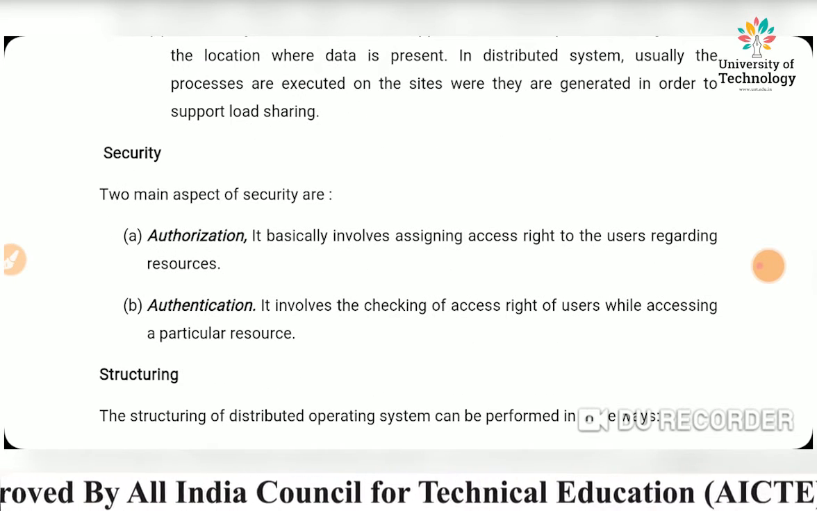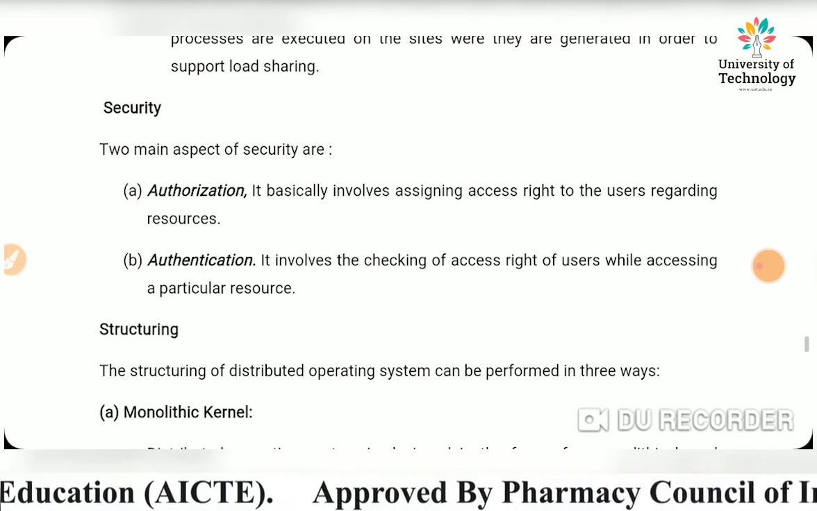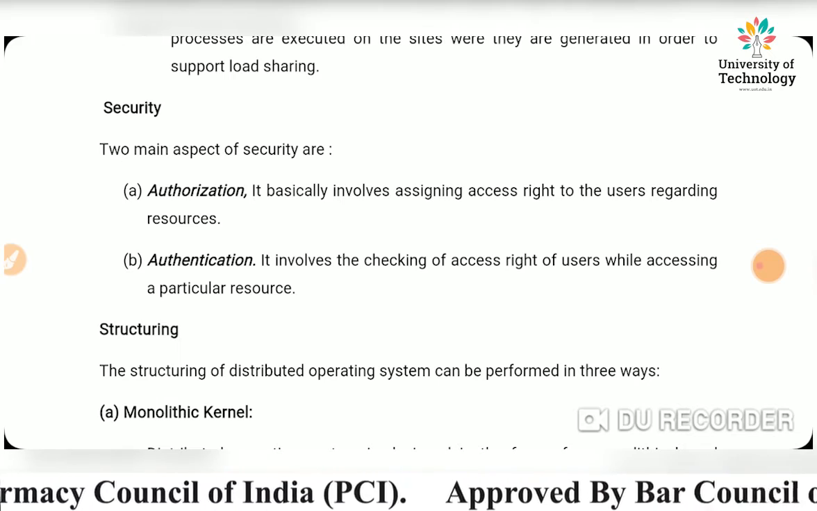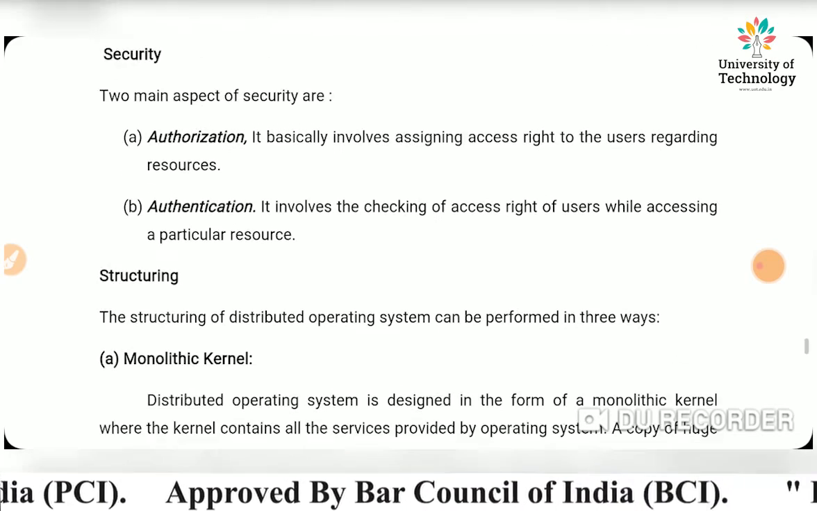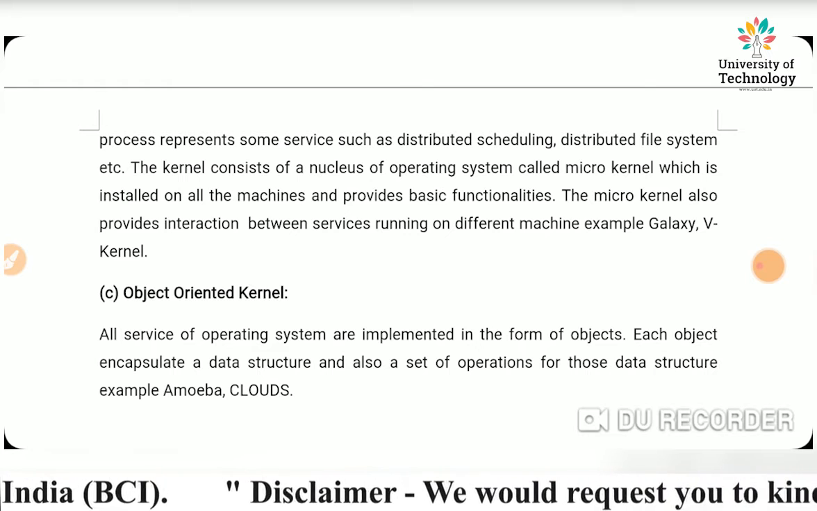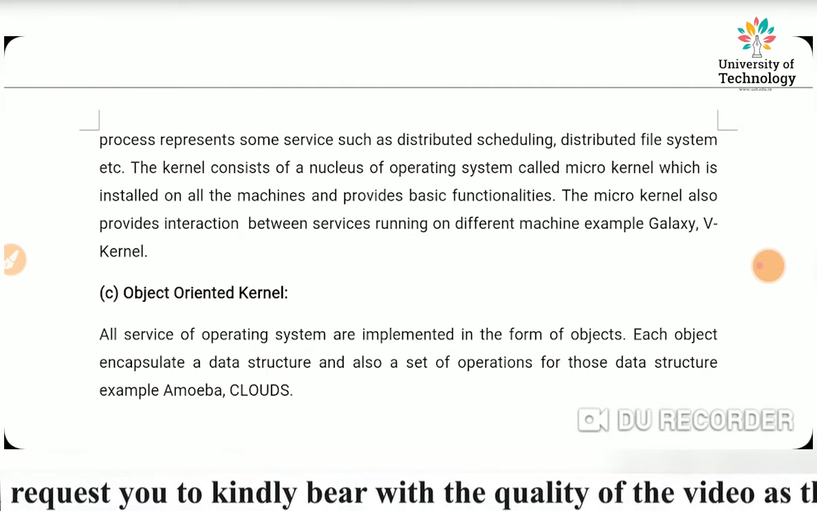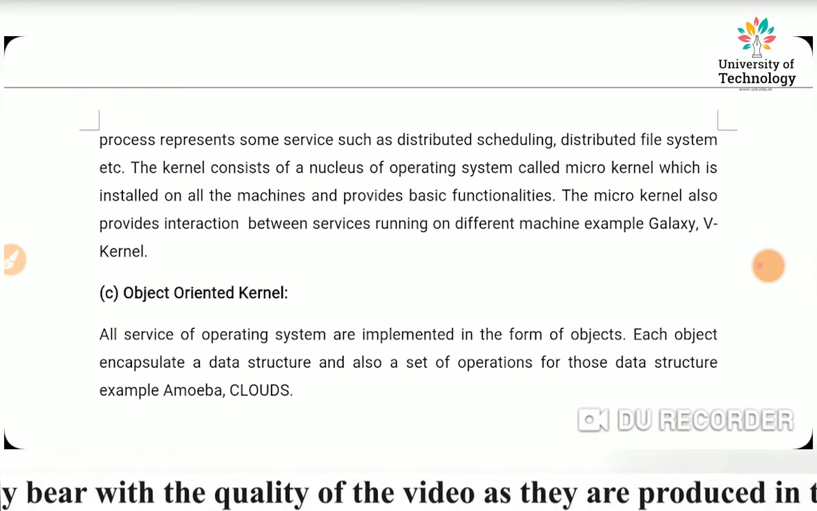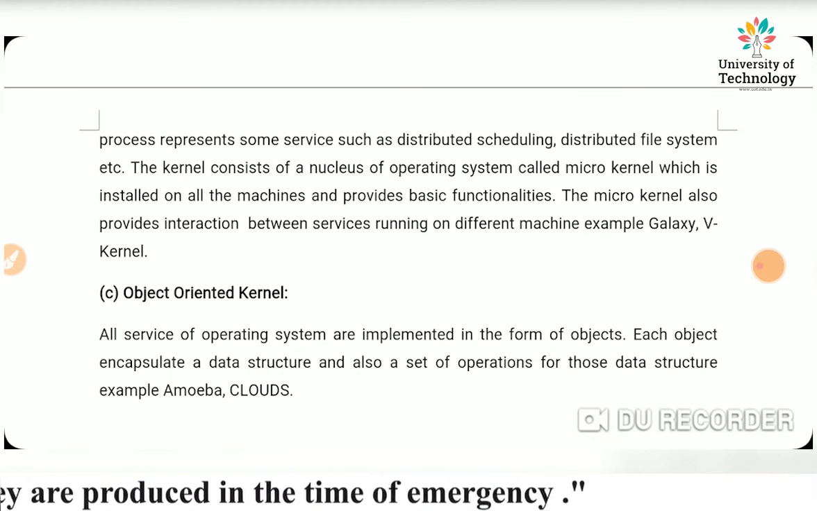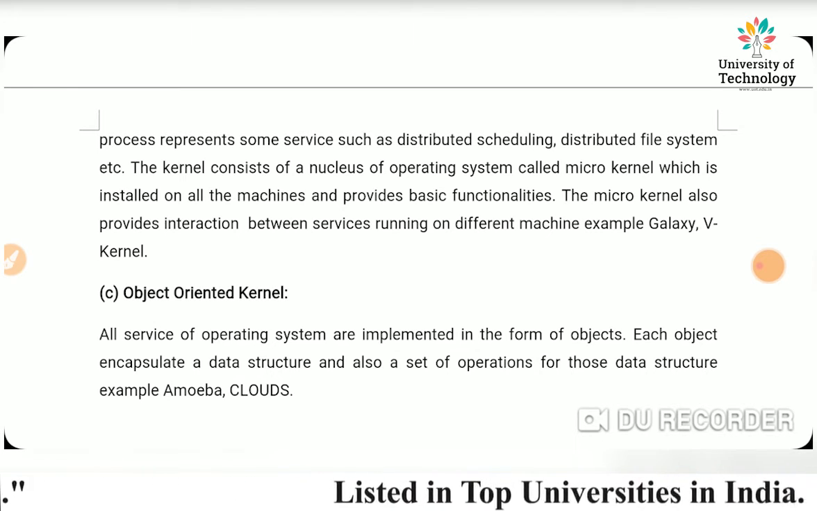And next, structuring. The structuring of a distributed operating system can be performed in three ways: monolithic kernel, collective kernel approach, and object oriented kernel. Okay, if we talk about the object oriented kernel, all services of the operating system are implemented in the form of objects. Each object encapsulates a data structure and also a set of operations for that data structure, such as Clouds.